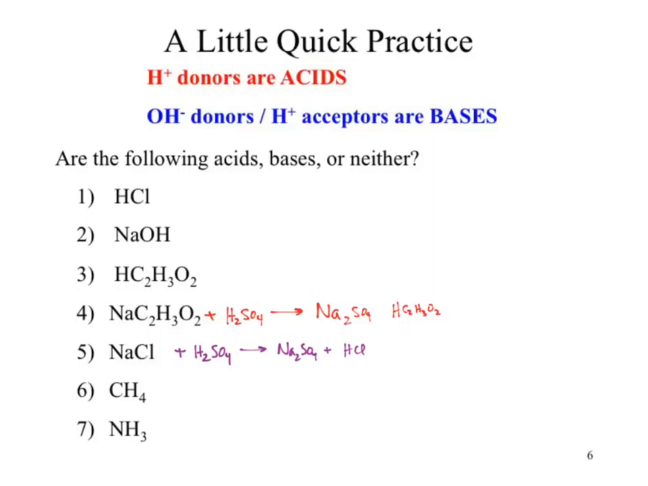HC2H3O2, what can you tell me about it? That might be kind of a hard question, so let's make it easier. What can you tell me about HCl? What do strong acids do? Completely dissociate into their ions. Meaning, as soon as I make HCl, what happens to it? It breaks apart. Meaning, it never accepts hydrogen. How did I get it to accept hydrogen in this case?